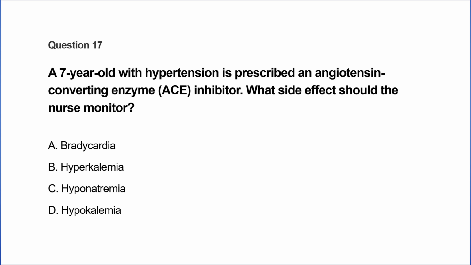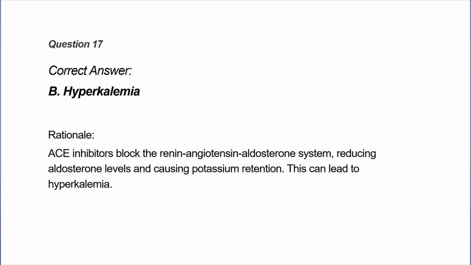Question 17. A 7-year-old with hypertension is prescribed an angiotensin-converting enzyme, ACE inhibitor. What side effect should the nurse monitor? A. Bradycardia. B. Hyperkalemia. C. Hyponatremia. D. Hypokalemia. Answer: B. Hyperkalemia.